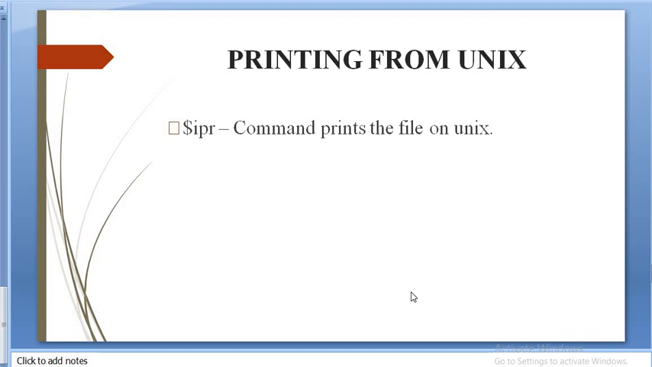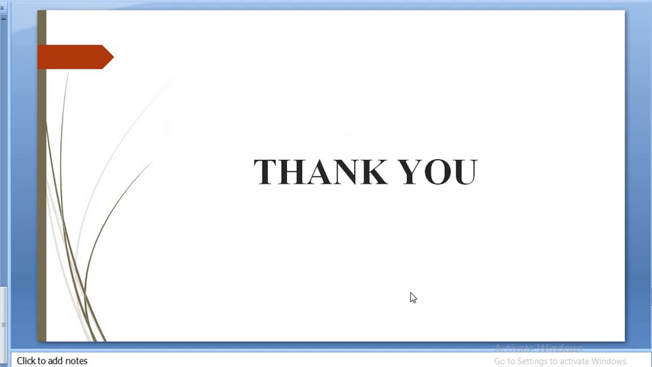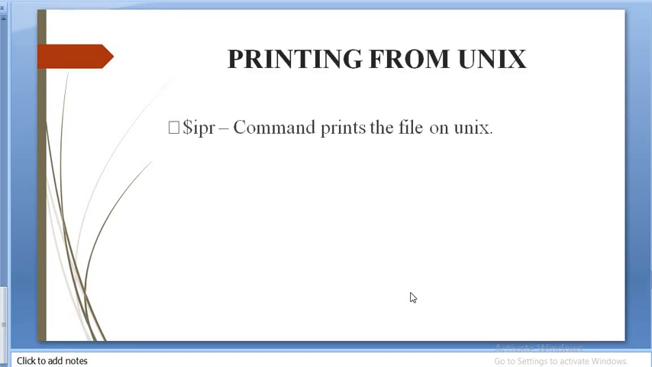Printing from Unix: $lpr is the command used to print the file on Unix.